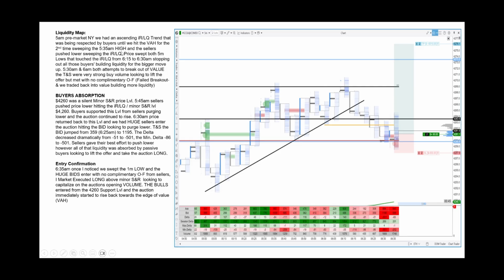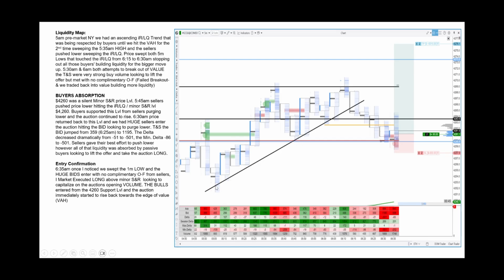Well, let me back up just a little bit. The sellers pushed lower, sweeping the internal range liquidity trend line. Price swept both 5-minute lows that touched the internal range liquidity trend line from 6:15 to 6:30, stopping out all those buyers building liquidity from the bigger move up. So what does that mean?